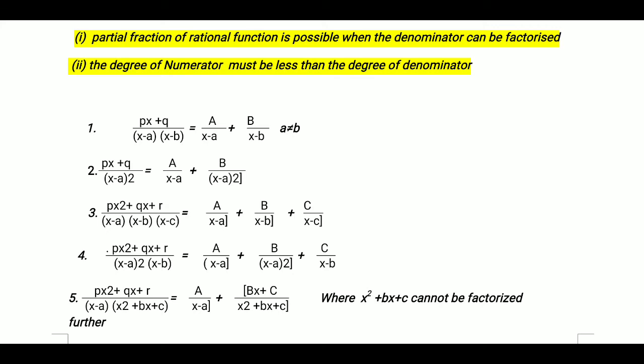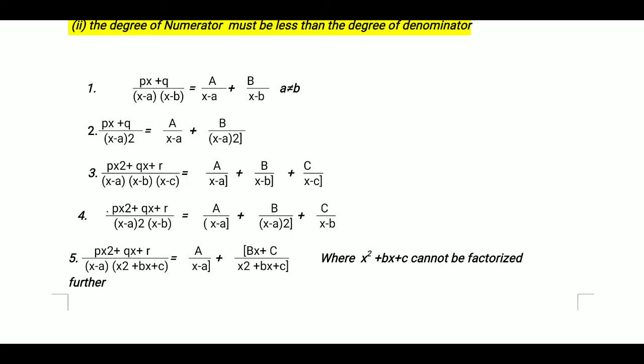easily. Now the fourth type: (px²+qx+r)/((x-a)²(x-b)). This is equal to, you write it, A/(x-a), the linear power, plus B/(x-a)², the square power, plus C/(x-b), that is another factor.